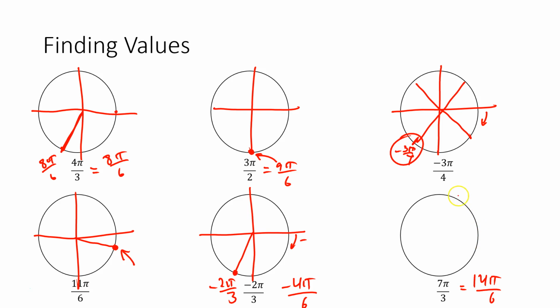We go 1, 2, 3, 4, 5, 6, 7, 8, 9, 10, 11, 12, 13, and 14 would be right up here. So 14 would get us to this spot on the circle. We've gone around a full time, and then we've gone a little bit further. So that would be 7 pi over 3. Again, there are so many ways to get to the same spot on the circle. We just have to end up at the right spot, and that's really all there is to it.